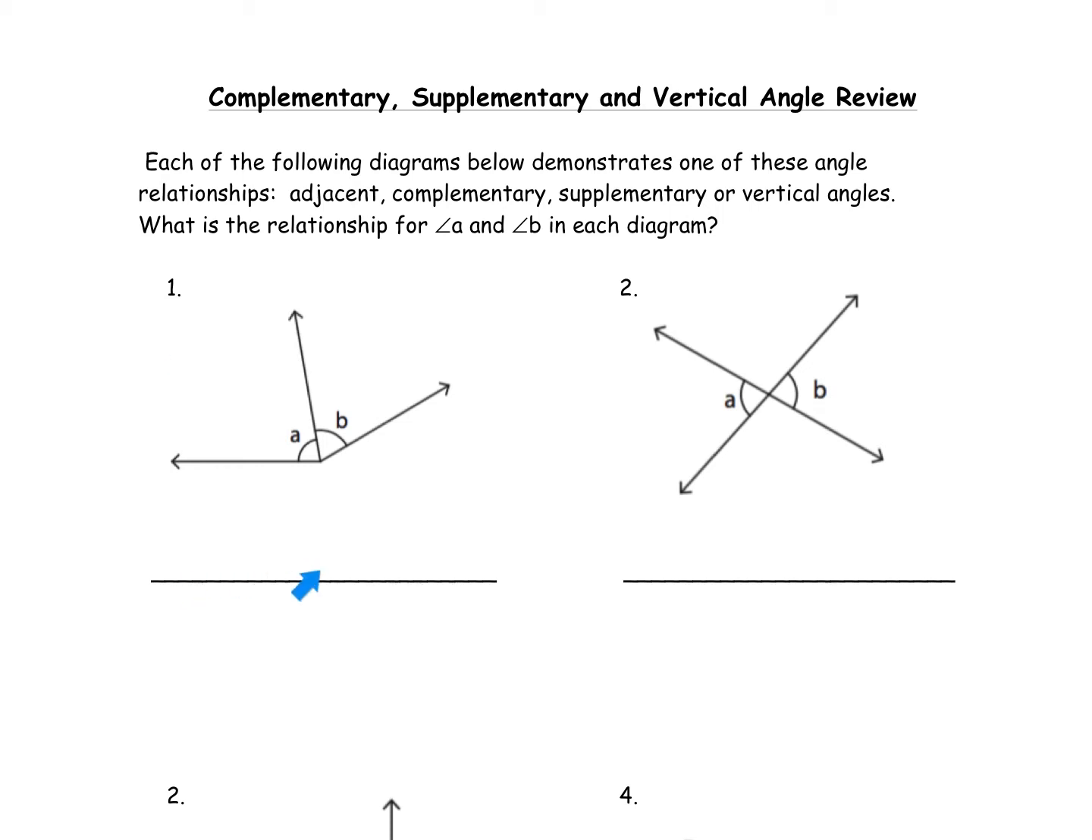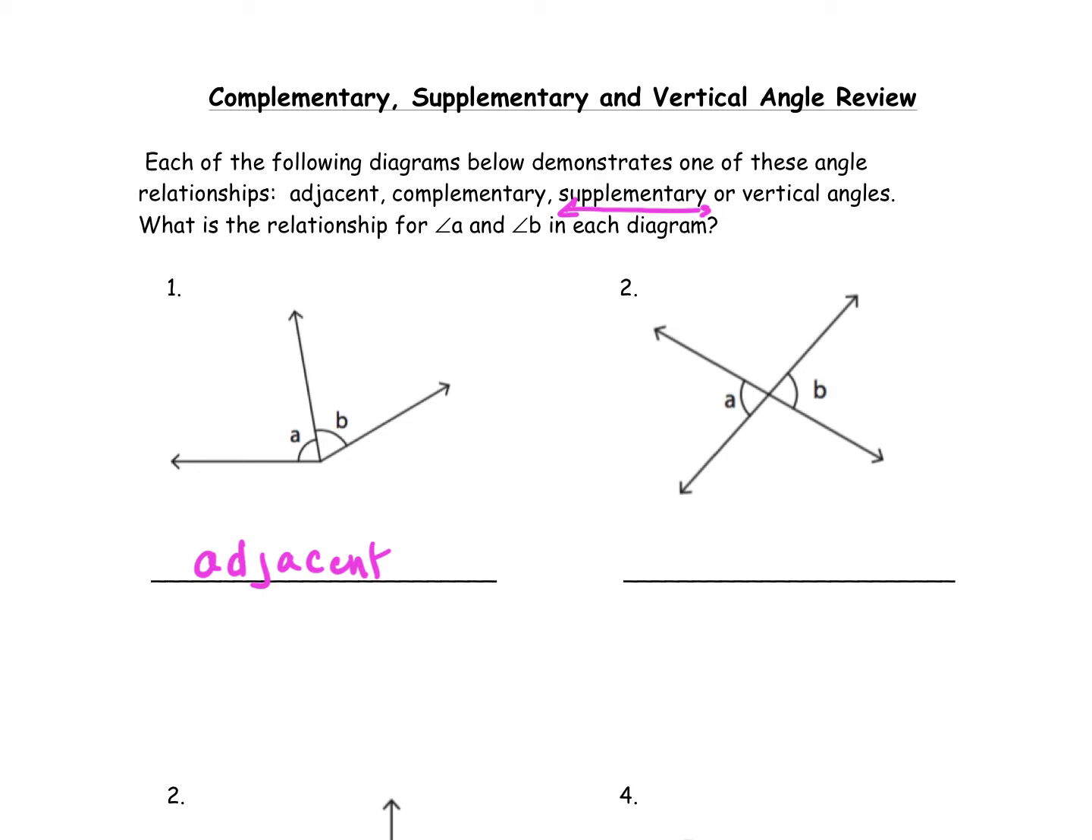So number one, is this adjacent, supplementary, or vertical? Angle A and angle B are adjacent to each other, which means they're next to each other. They are not complementary or supplementary. In order to be supplementary, we need two angles that add up to 180 degrees, or a straight line. In complementary, we need a 90-degree angle. Vertical angles are across the vertex from each other.